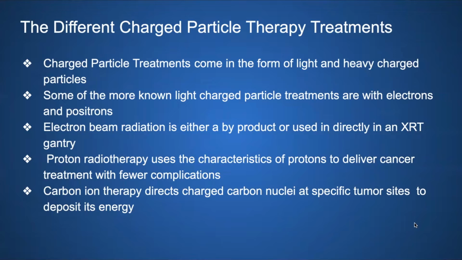The different charged particle therapy treatments. So charged particle therapy treatments come in the form of two types, light and heavy charged particles. Some examples of light charged particles are electrons and positrons. Positrons themselves are not used in the treatment, but the diagnostic portion. They can be found in PET scans. Electrons are found in the electron beam radiation. This can occur either as a byproduct of something like Compton scattering or pair production, or they can be used directly in an XRT gantry, which is a curative treatment option for a prostate cancer patient.